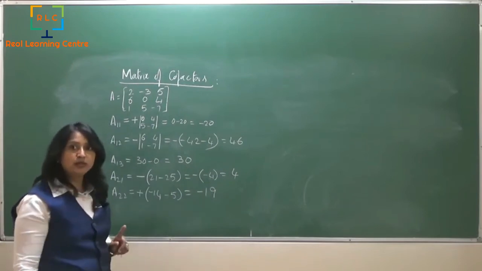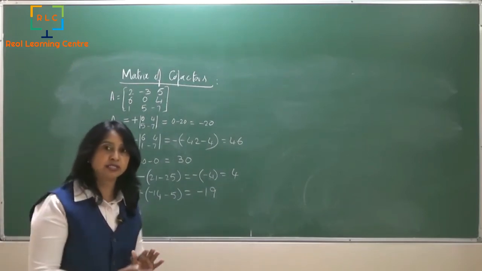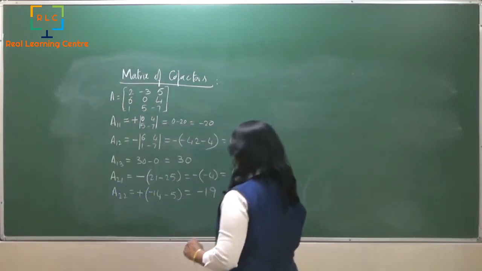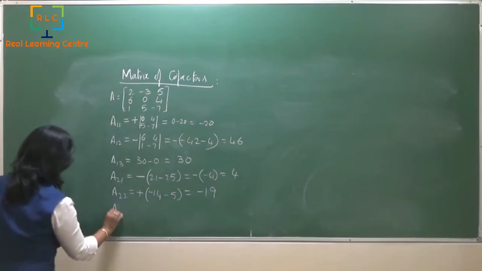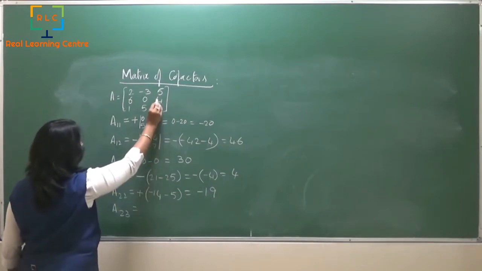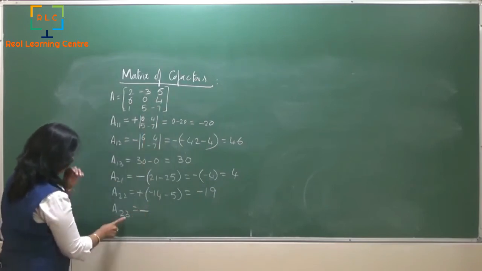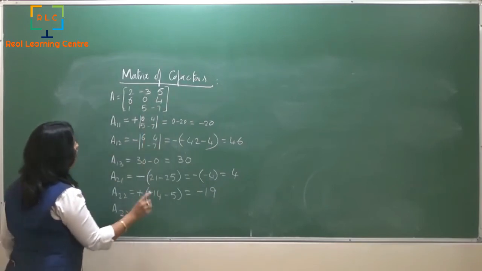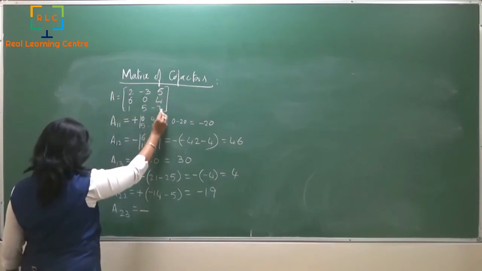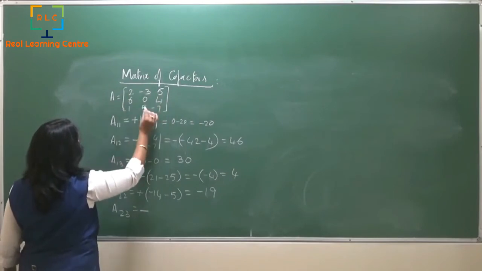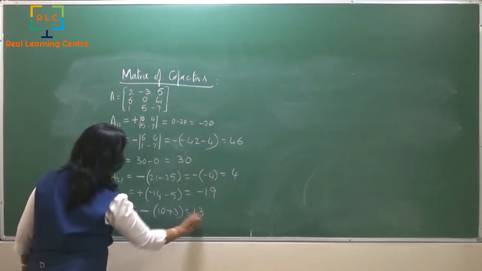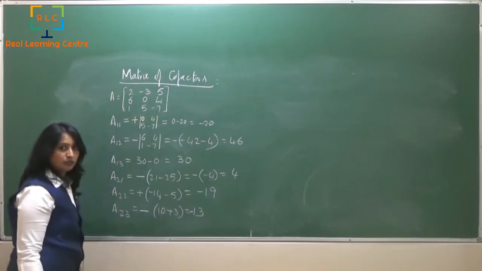Now this is the way you take out the cofactors of all the elements. I shall do A23 also, so that 2 rows will be completed. A23 will have minus, because 2 plus 3 is 5, an odd number, so minus. Wherever that second row and third column is, I will delete, and the remaining I should do. It will be minus of 10 plus 3, which is minus 13. Now these are the cofactors.